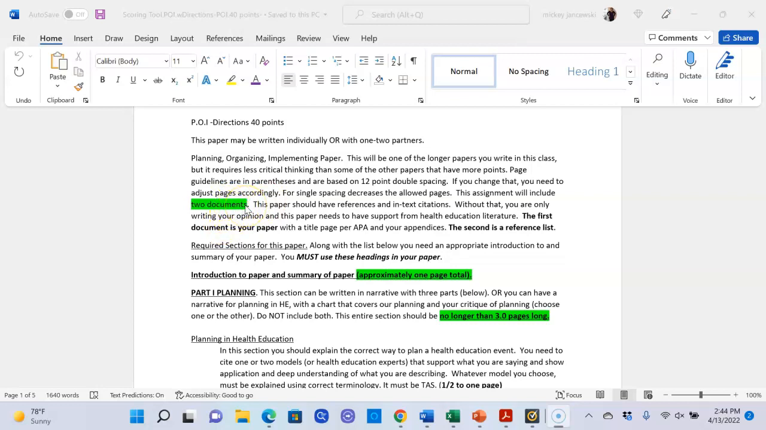You're going to submit 2 documents. Sometimes people submit 3, and we'll talk about why. The first document is your paper with a title page as required by APA. The second document is your reference list, and the third document could either be a separate document or it could be at the end of your paper, and that's your appendices or appendix or attachments.